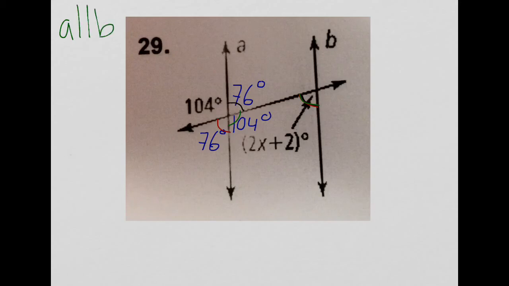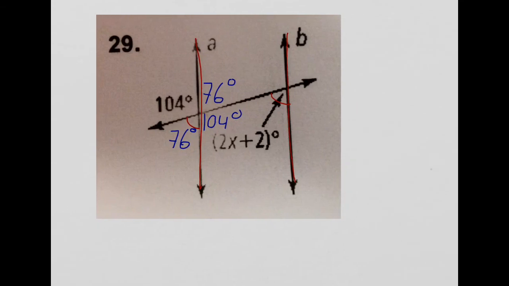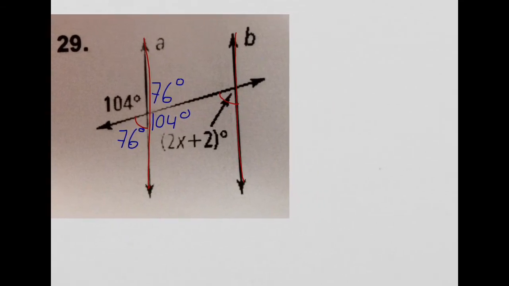Since we haven't really worked with corresponding angles yet, I'm going to go ahead and pick that strategy. So that means that we're looking at just these two angles here. By the converse of the corresponding angles theorem, if my corresponding angles are congruent, then my lines A and B will be parallel. So all I need to do to get these angles to be congruent is to make their measures equal. And I can do that by setting these expressions equal to each other. So I have 76 is equal to 2x plus 2.